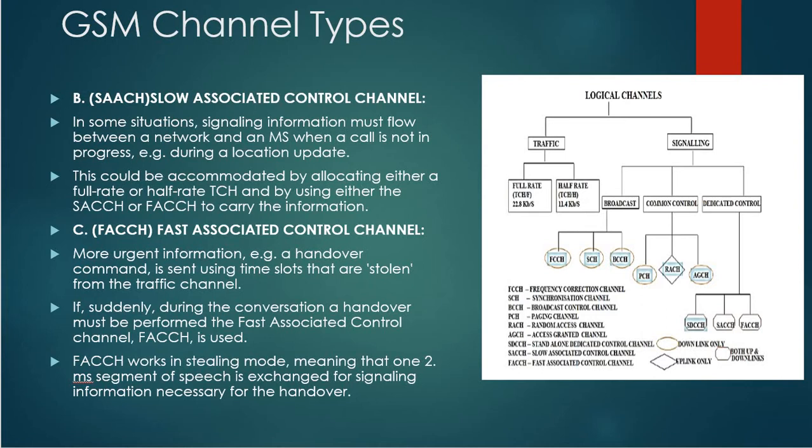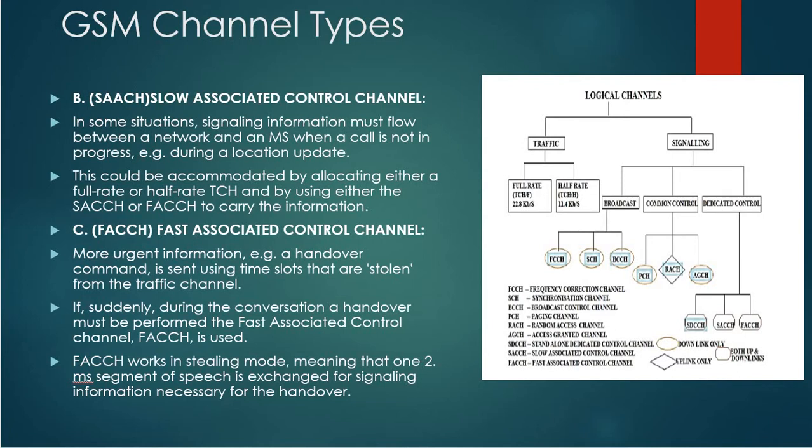This could be accommodated by allocating either a full rate or half rate TCH. What is TCH? TCH was already explained in the last class. And by using either the SACCH and FACCH, full and half, to carry the information. FACCH of the associated control channels is more urgent in the information.